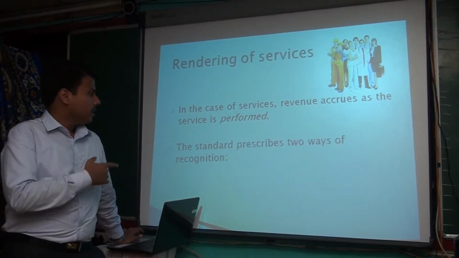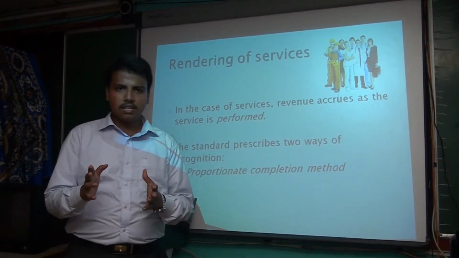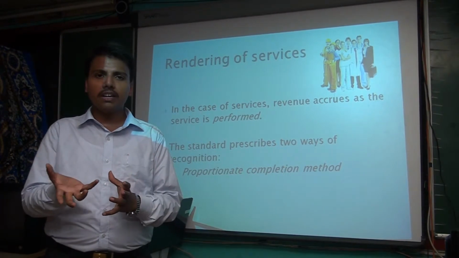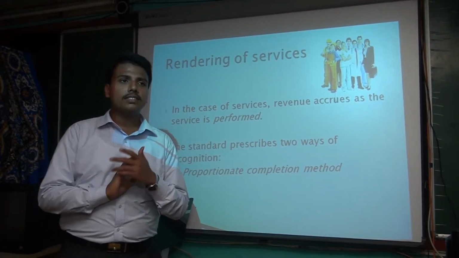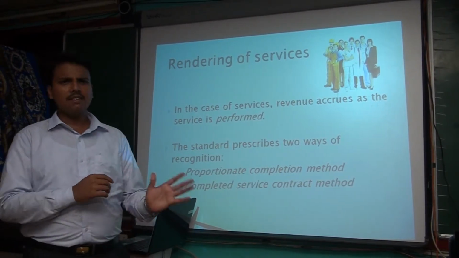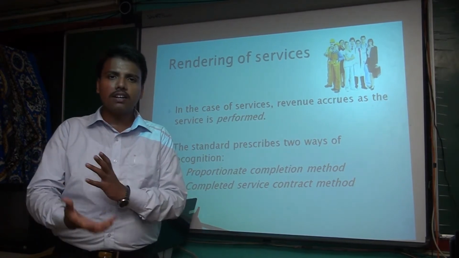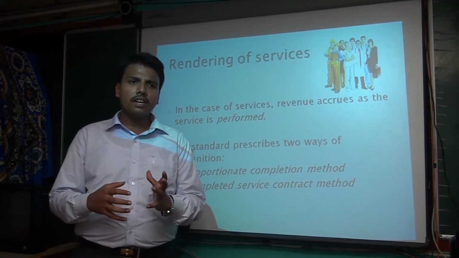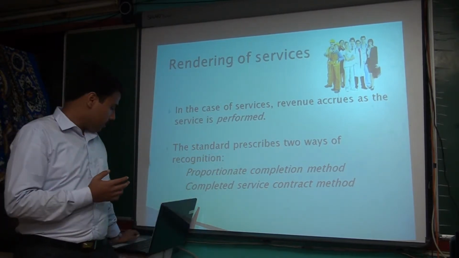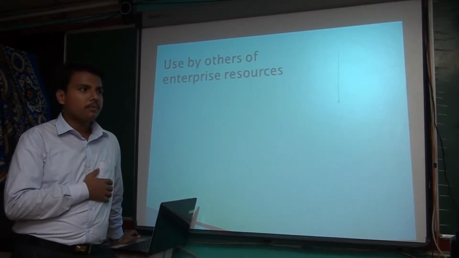The first one being the proportionate completion method. In the proportionate completion method, you calculate the proportion of the service we have completed so that we can recognize that much of revenue. The second one is the completed service contract method, which is applied to services where until all the activities of services are finished, we can't recognize revenue. So here revenue is recognized once the service provision is over. The third one the revenue recognition standard identifies is the use by others of enterprise resources.